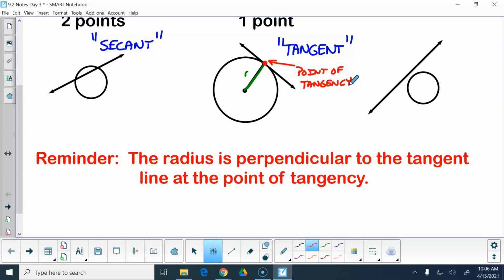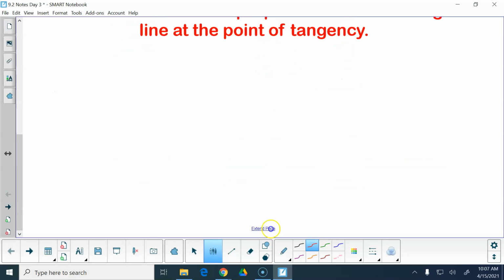Now, you may be saying to yourself, self, why do we need to know that fact? Well, today's lesson is going to be finding not the equation of the circle, but the equation of the tangent line.